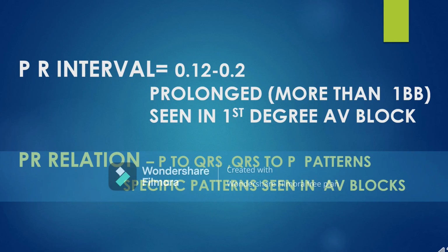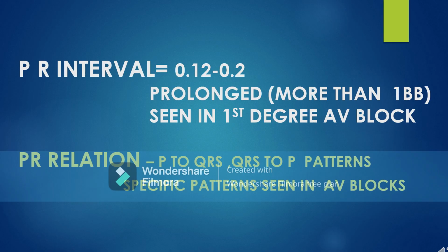In the PR interval, we are observing the duration. The normal duration is 0.12 to 0.2 seconds. If it is prolonged, more than one big box or more than 0.2 seconds, it means a first degree AV block.